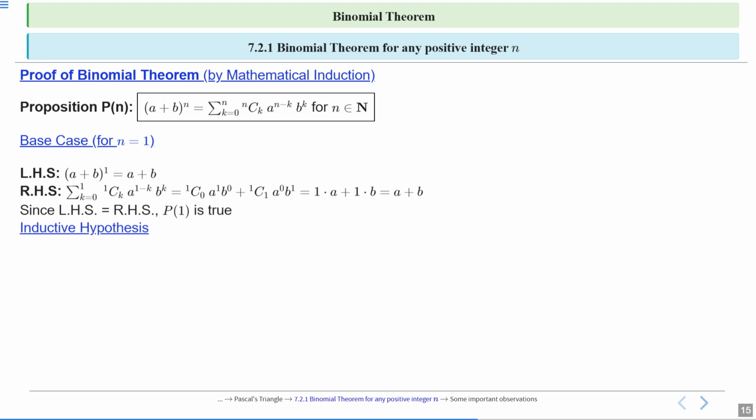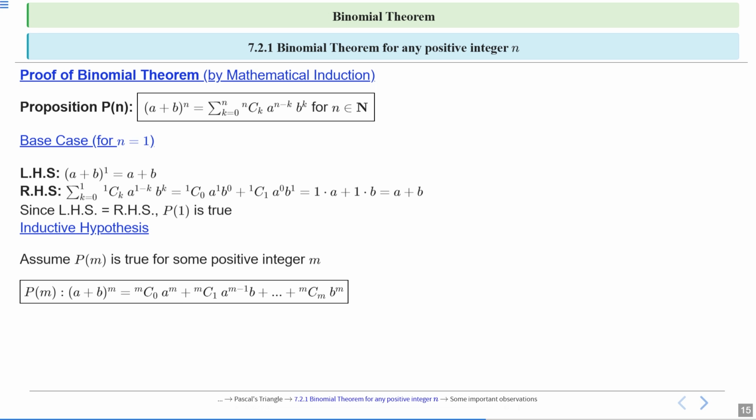Now we'll see the inductive hypothesis. Assume P(m) is true for some positive integer m. So P(m): (a + b)^m equals mC0 a^m + mC1 a^(m-1) b + ... + mCm b^m.